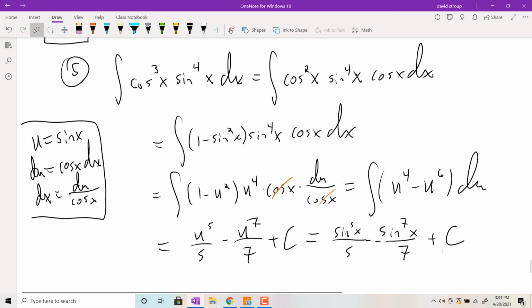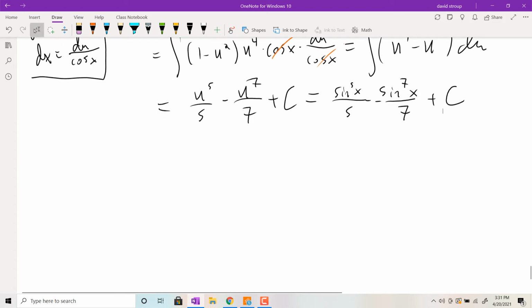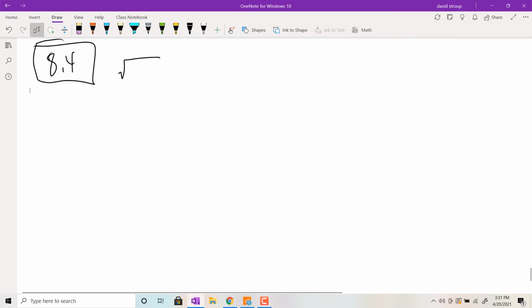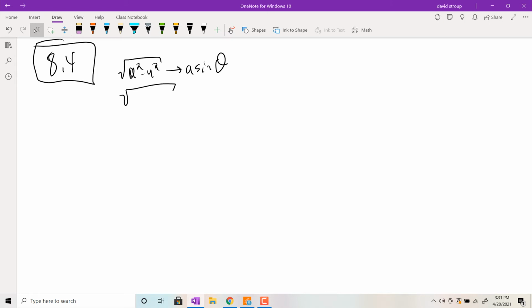Okay, the next section then, 8.4, was on trigonometric substitutions. There's 3 basic types. If you have something like square root of a squared minus u squared, you're going to use a sine theta. If you have the square root of a squared plus u squared, you're going to use a tan theta. And if you have square root of u squared minus a squared, you're going to go to a secant. Okay. All right, let's look at 11.